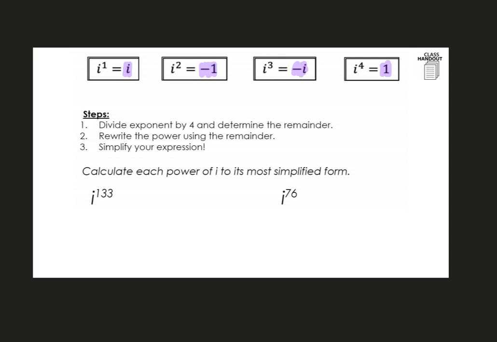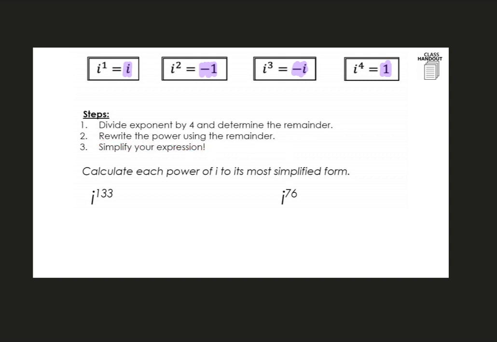So the way that we're doing this is we're basically going to take our exponent and divide it by 4, because we want to rewrite everything in terms of i to the fourth, since i to the fourth is equal to 1. And then we're going to determine the remainder, because that's really going to determine what our answer is going to be, because that's how many more i's we need to get to the power that we're looking for.